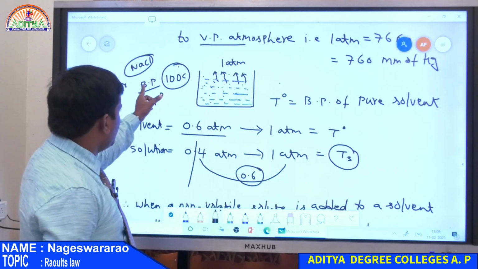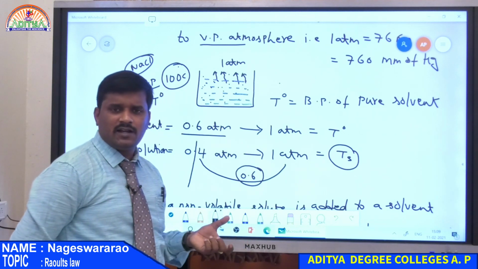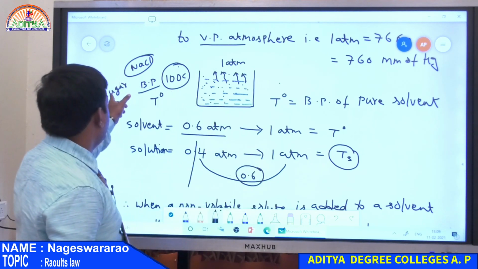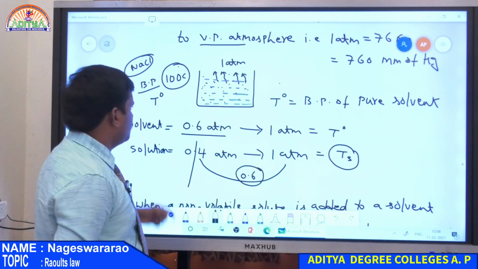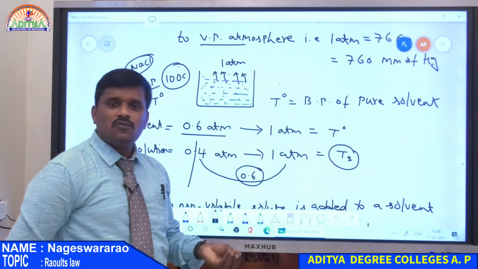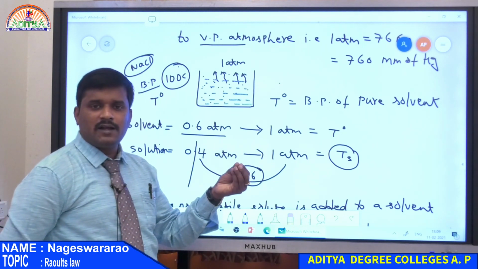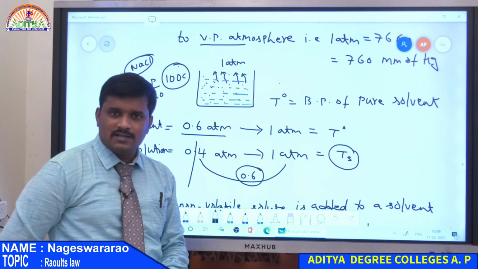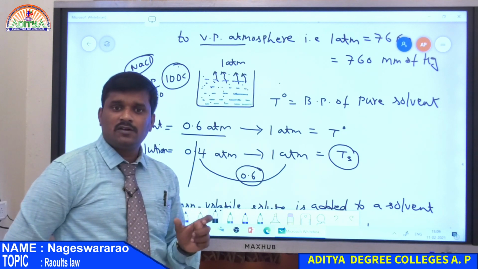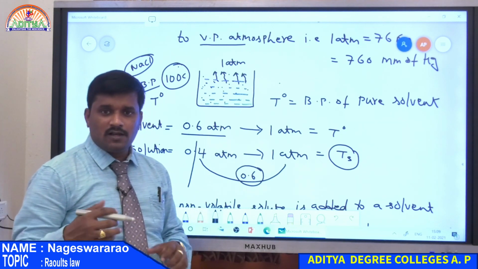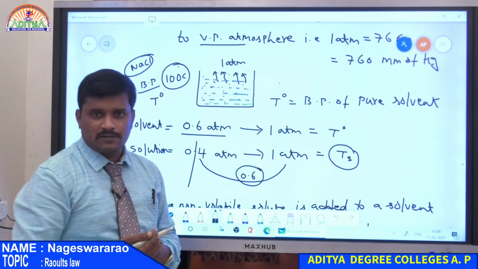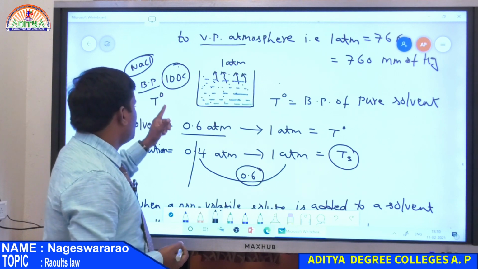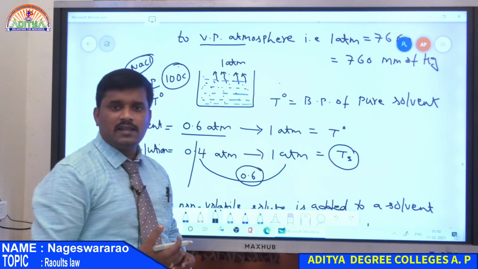Now its boiling point is greater than 100. So definitely boiling point is always greater than 100 degrees, because here both NaCl and sugar are non-volatile. When a non-volatile sugar or salt particle is added to the water, its vapor pressure decreases. Now a high temperature is required to raise the low vapor pressure to 1 atmosphere. That is why when a non-volatile solute is added, the boiling point of the solution increases.